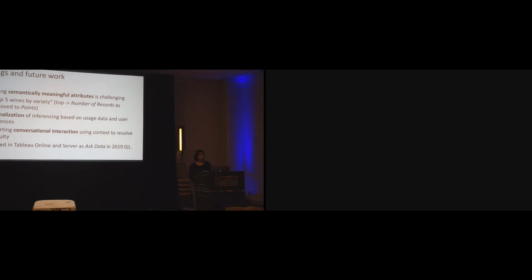But we had some limitations in the system. For example, we came up with this notion of just using popularity data to infer a missing attribute, but we were not really looking at the semantics of the utterance in order to come up with something sensible. So for example, top 5 wines by variety, we were inferring number of records, but users actually preferred points because they said, when I rate something, particularly wines, I'm looking at it from points and not just the number of records in the data source.